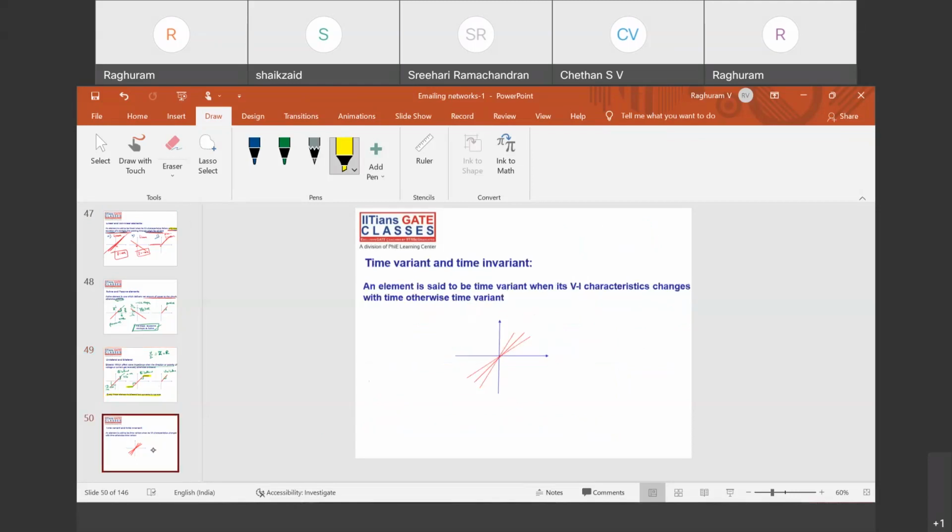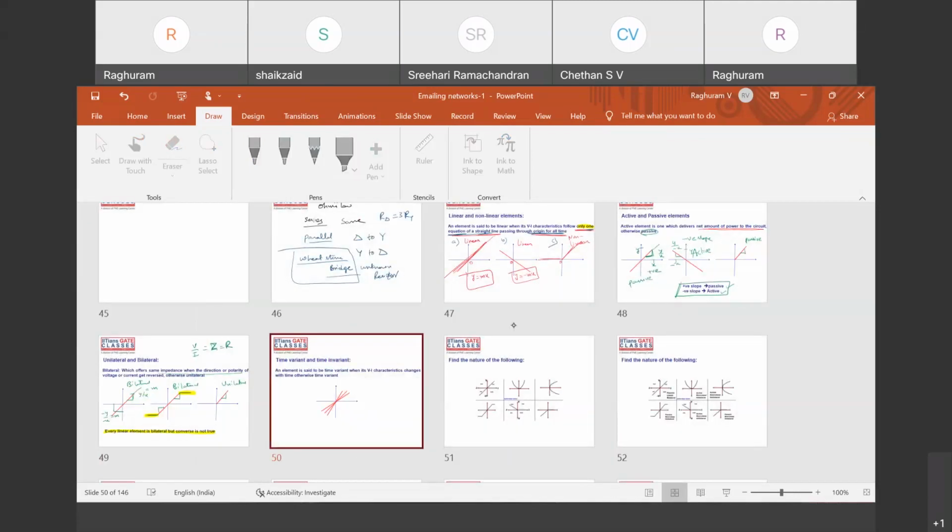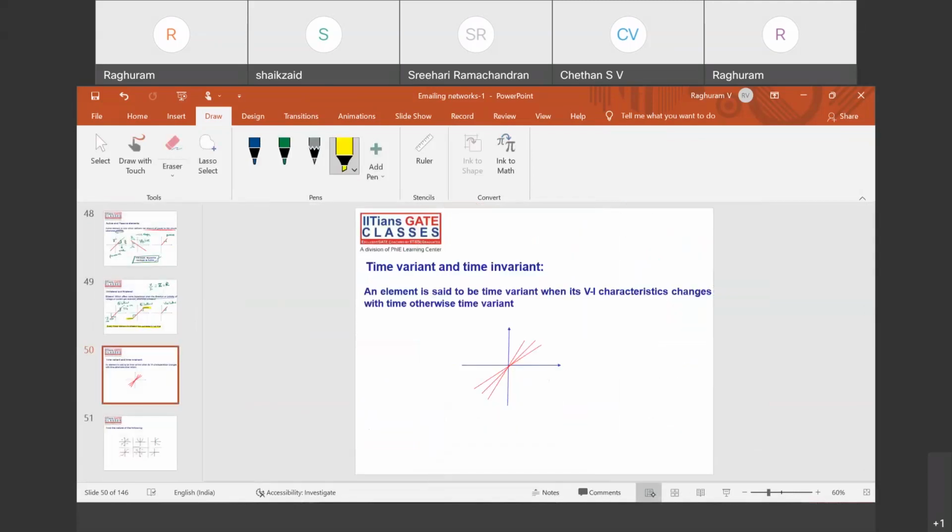Next, time variant and time invariant. This is simple. An element is said to be time variant when its VI characteristics changes with time. For example, this one is for T1, T2, T3. For different times, the VI characteristics changes. Then this is called time variant. If it doesn't change with time, then it is time invariant.